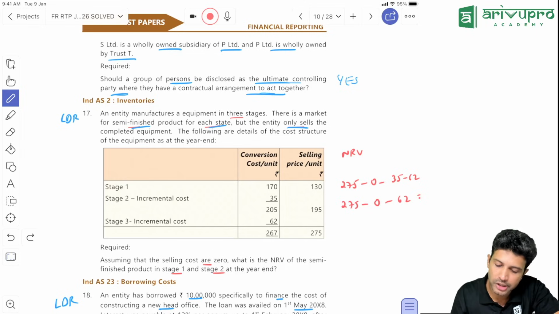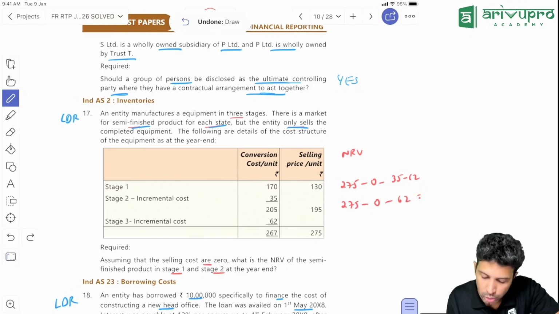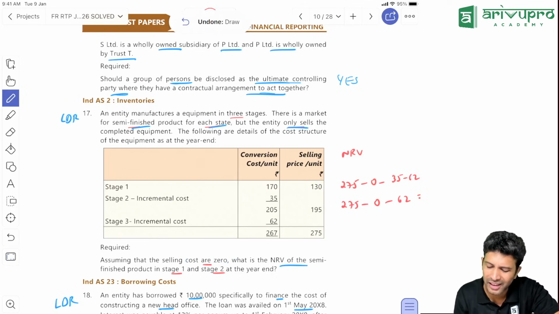Okay. Cost structure they've given. Sir, in the first stage we have already incurred 170 rupees of cost. In the second stage we'll incur 35 more, so the total will become 205 adding these two. In the third stage we'll incur 62 more and it will become 267. Okay, then they've given the selling price at each stage. They're saying assume selling cost is 0. You need to find out the NRV of the semi-finished product at stage 1 and stage 2.